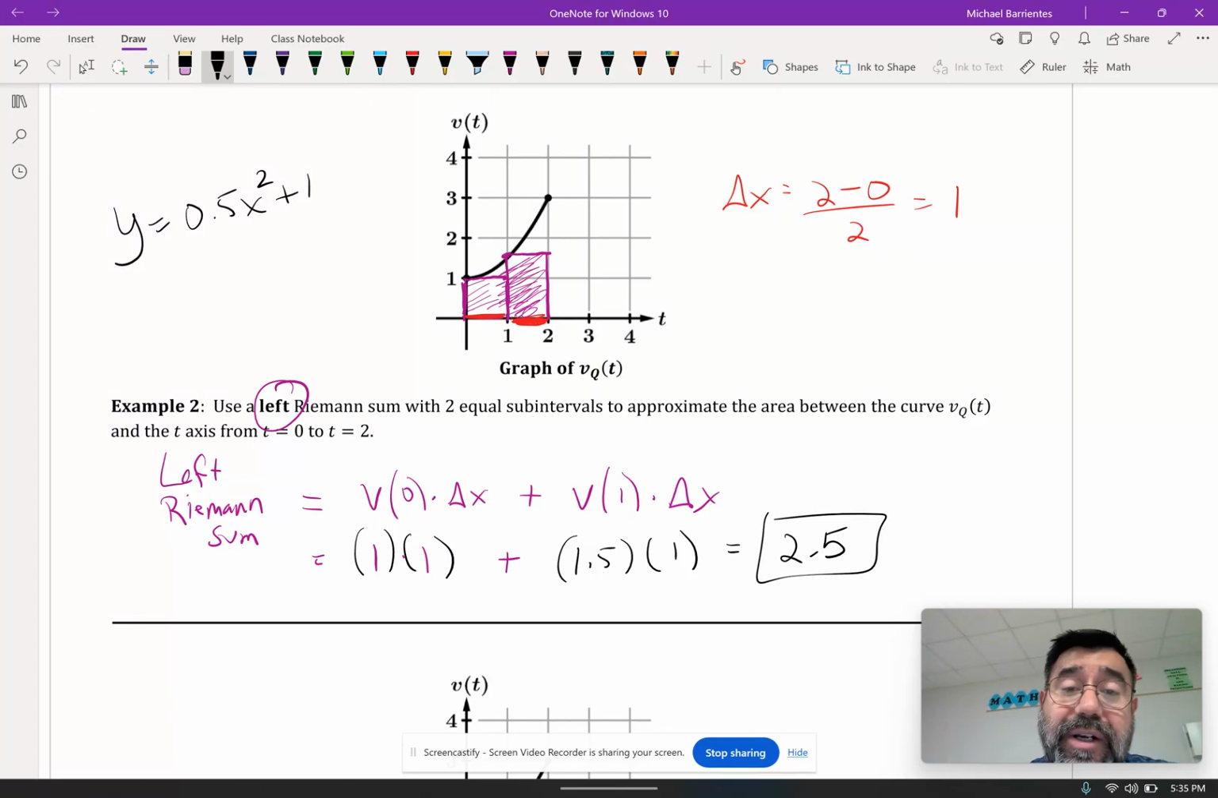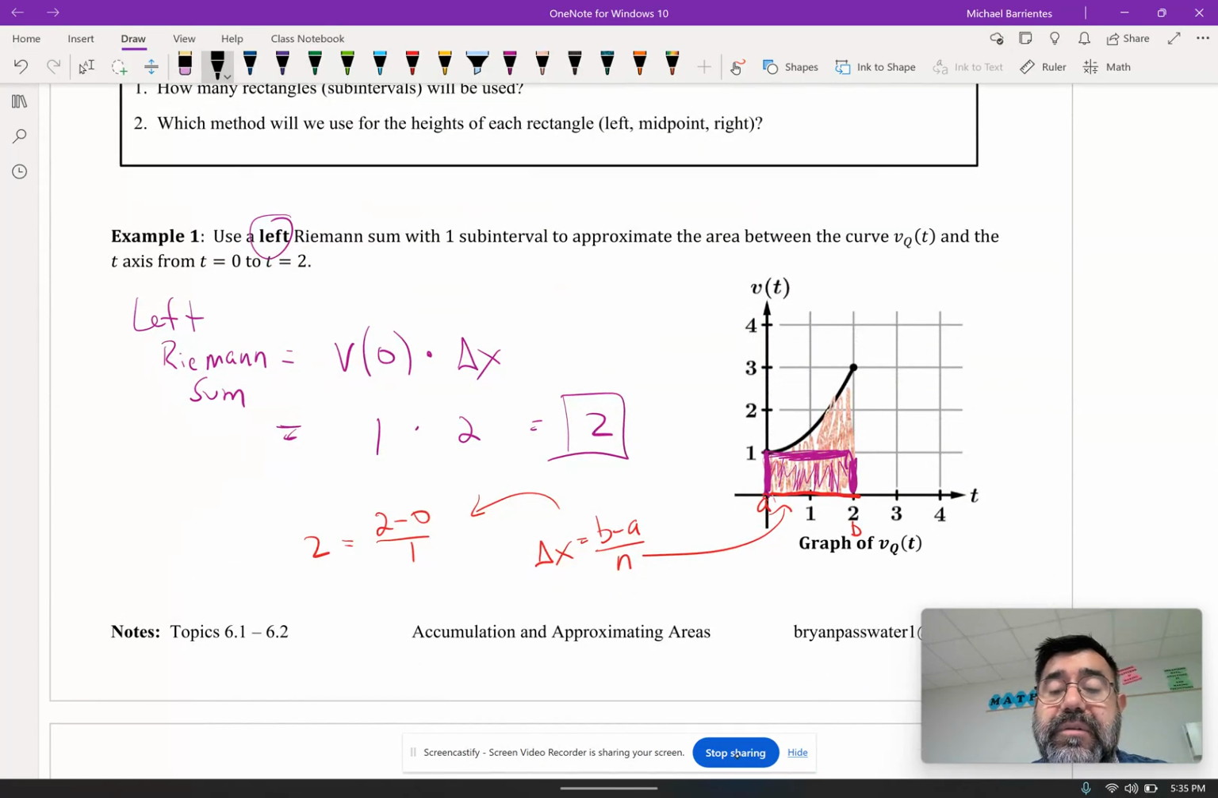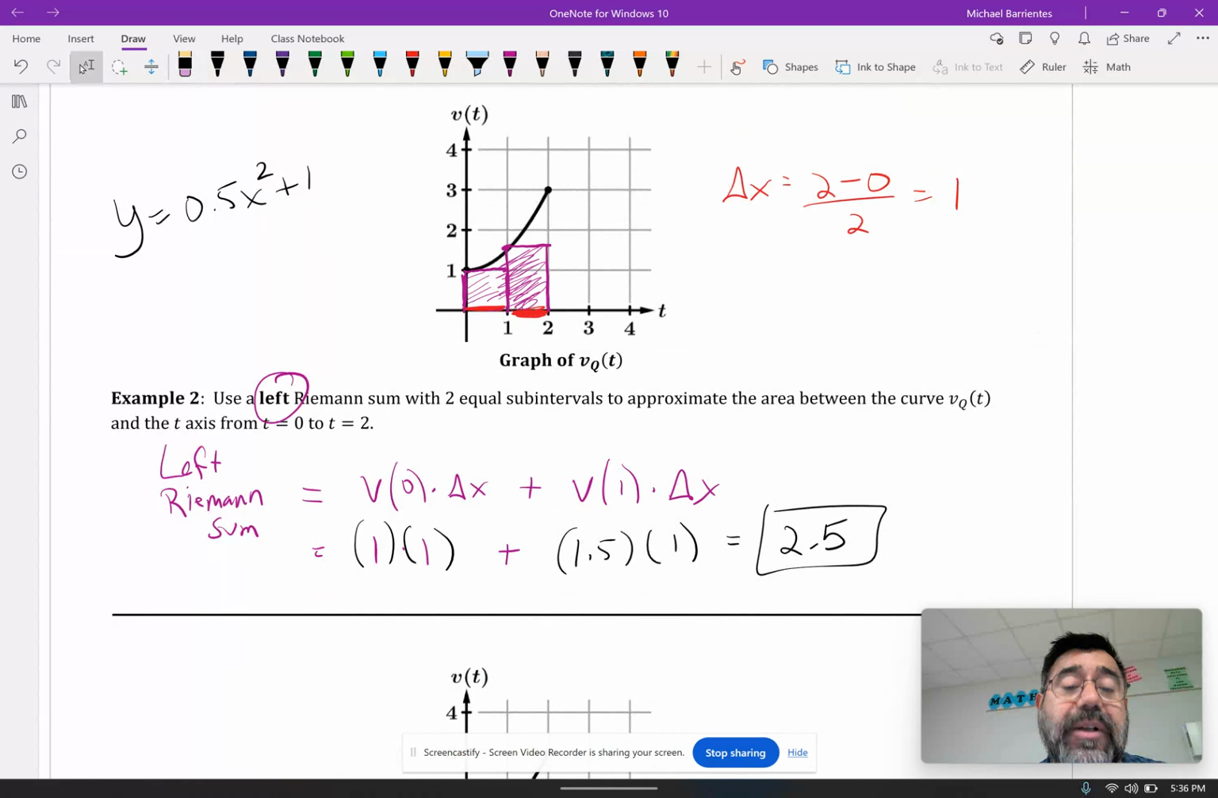It's still an underestimate. However, it's a closer underestimate than the one I found over here that was way off. Well, I shouldn't say way off, but definitely not close to the actual retail price. Here, I'm a little bit closer.